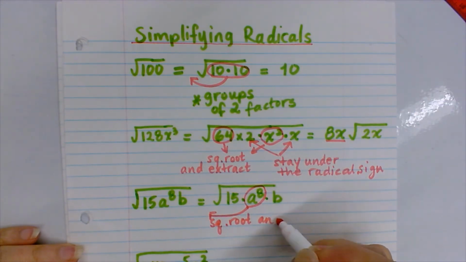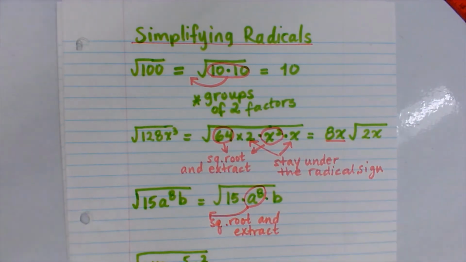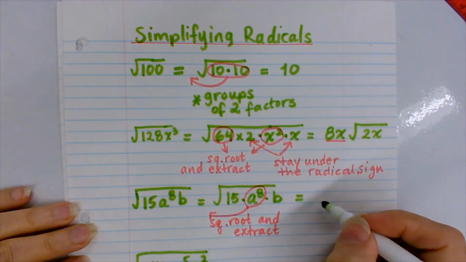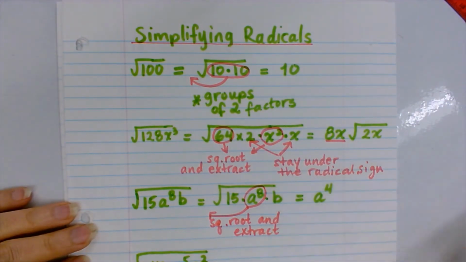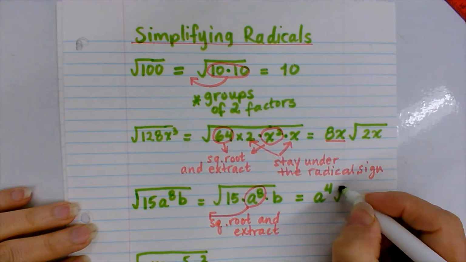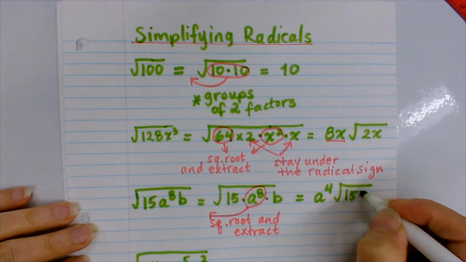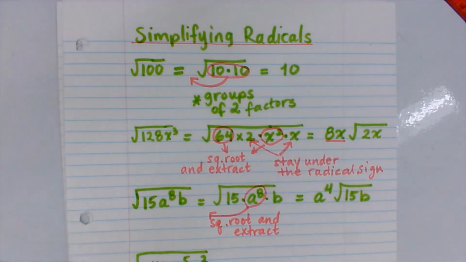a to the 8 is a to the 4 times a to the 4, so the square root is just a to the 4. So I'm going to put that out front, and I'm left with 15b still under the radical sign. That's as simple as that one can get.